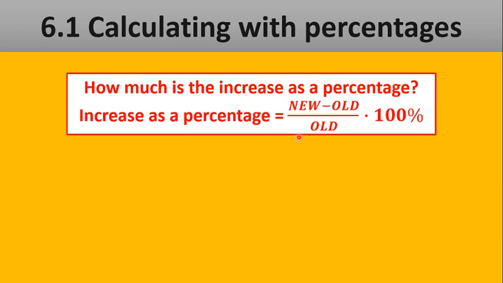And for this we have a new formula. The increase as a percentage can be calculated by taking the new price minus the old price, divide that by the old price itself, and then afterwards do it times 100%. Don't forget the last part. Very important formula, this turns out to be. It's going to be very, very much used.